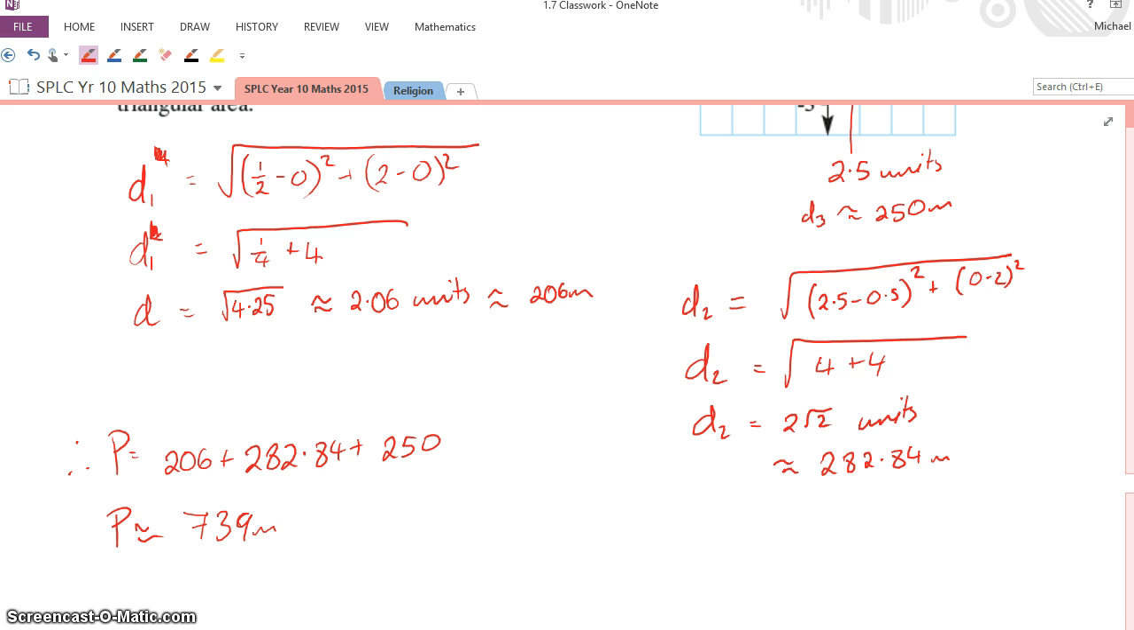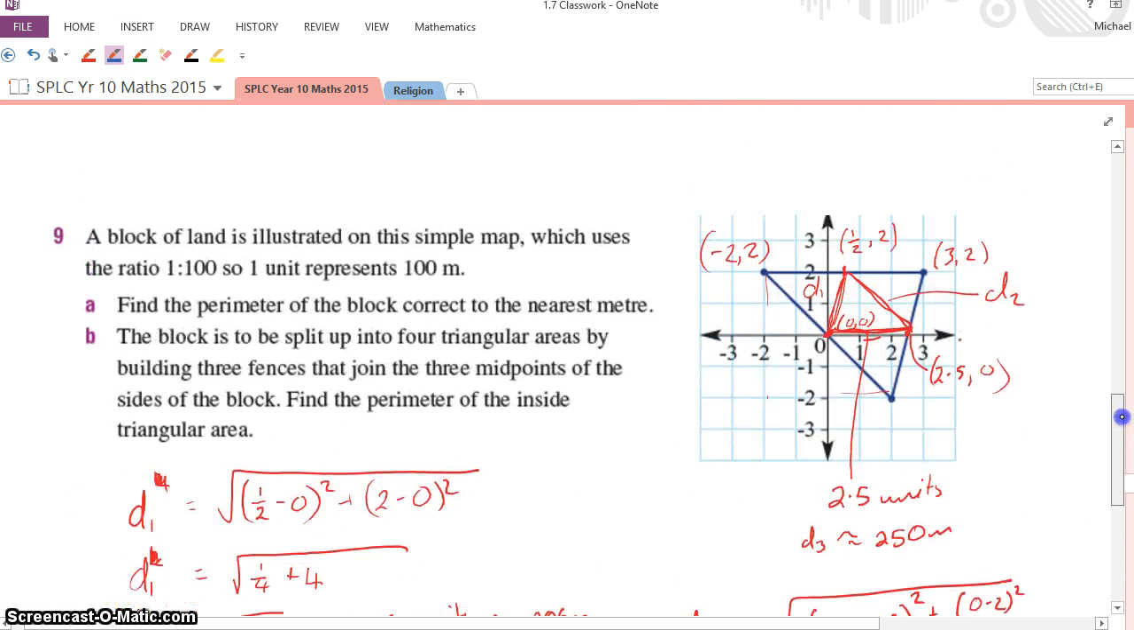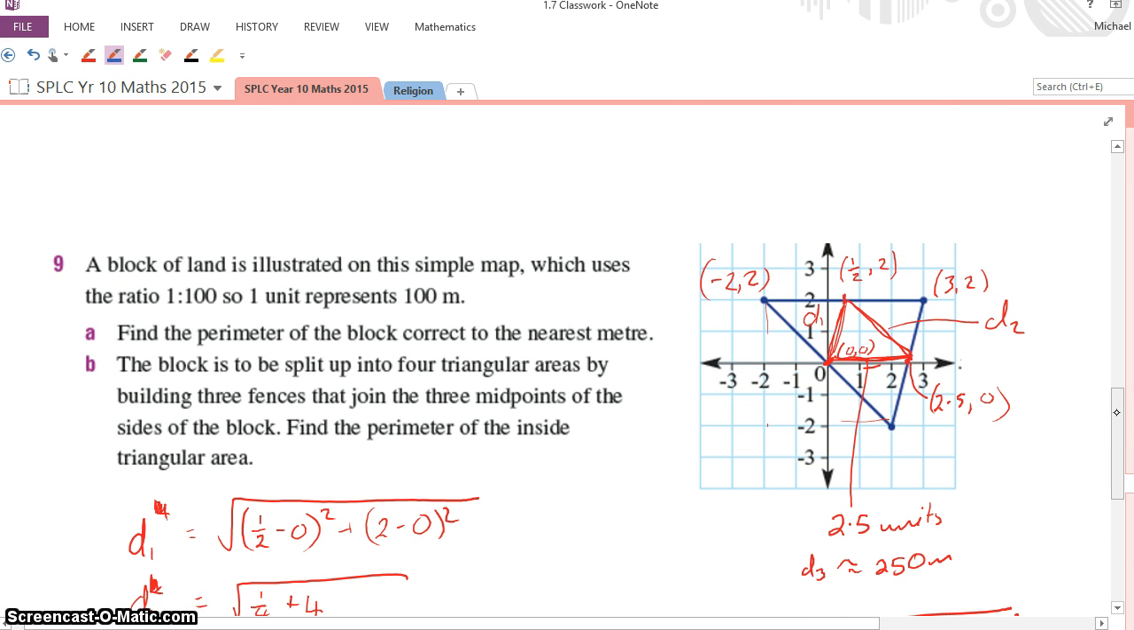Cheers. Oh, I just signed off and said cheers, but I remembered I was going to tell you that there was an easier way we could have found that without having to go through all that distance formula. Let's go back up here and look at this triangle.